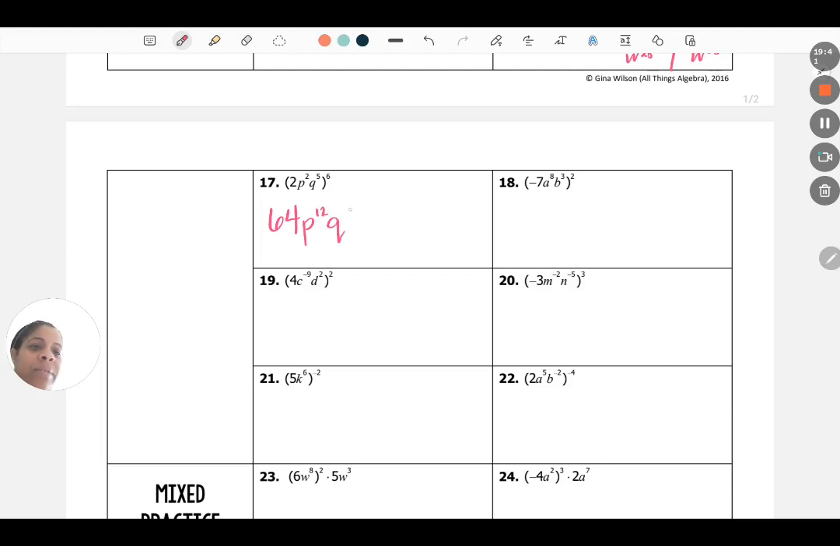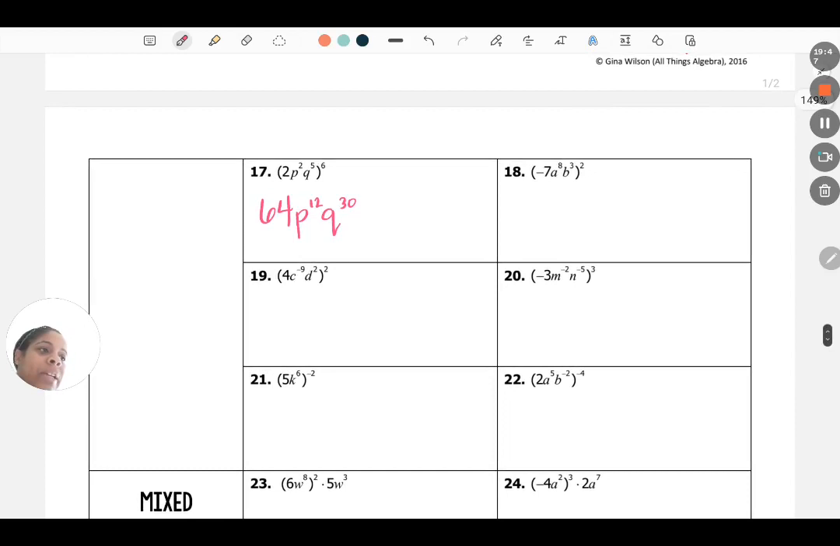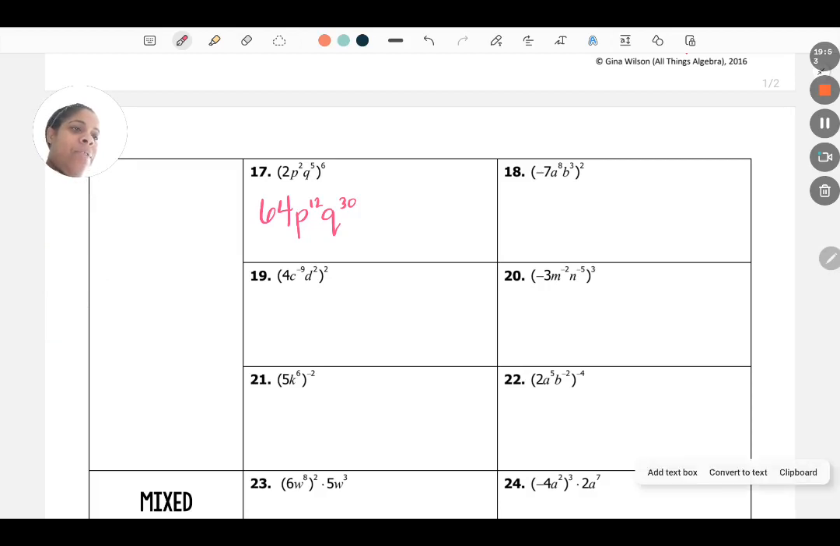Q, 5 times is 30. There we go. All right, next one we have, sorry, I didn't mean to zoom in. We have 7, negative 7 times negative 7 is 49. And then you have A, 8 times 2 is 16. B, 3 times 2 is 6.